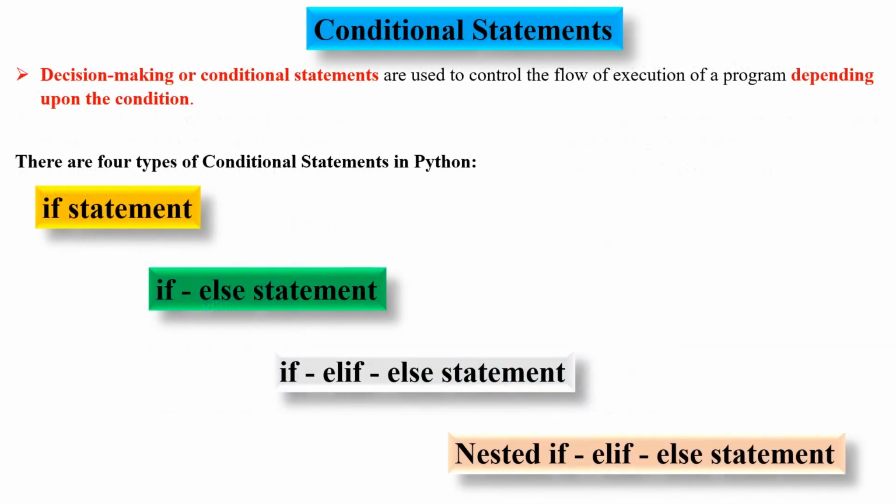Decision-making or conditional statements are used to control the flow of execution of a program depending upon the condition. There are 4 types of conditional statements in Python: if statement, if-else statement, if-elif-else statement, nested if-elif-else statement.